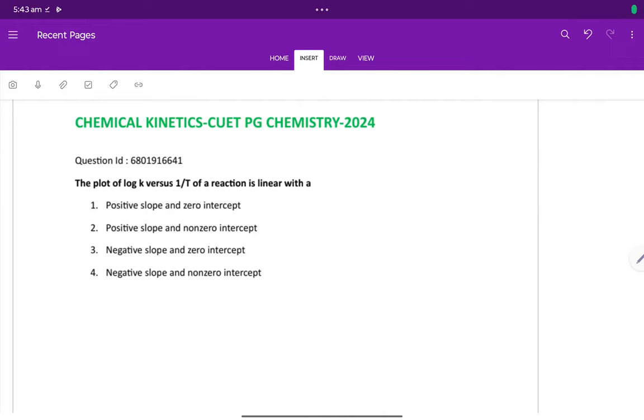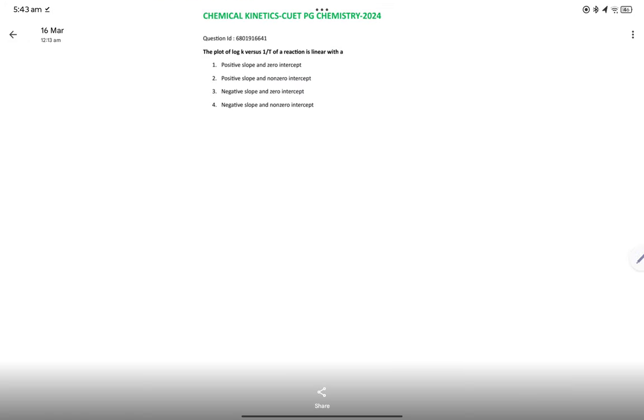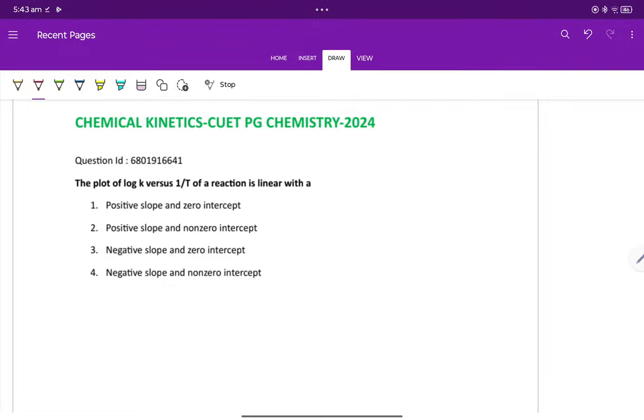This is comparatively a simple problem from the 2024 question paper of CUTPG. The question is like this: to plot log k versus 1 by T, how will that graph be? As we know, the Arrhenius equation is k equals A into e to the power of minus Ea by RT.